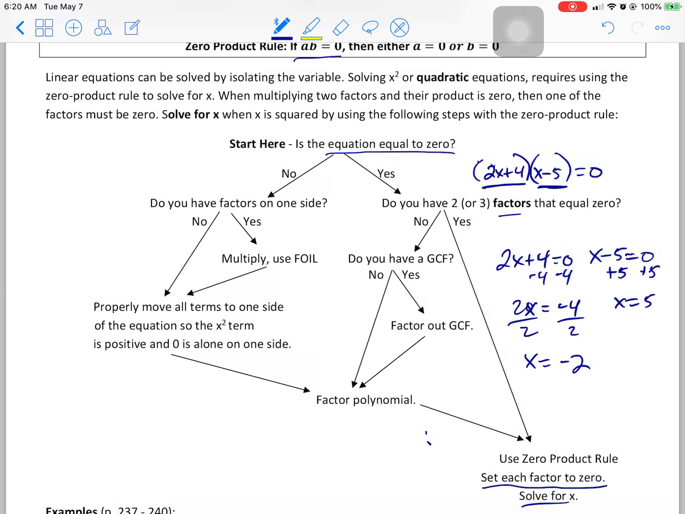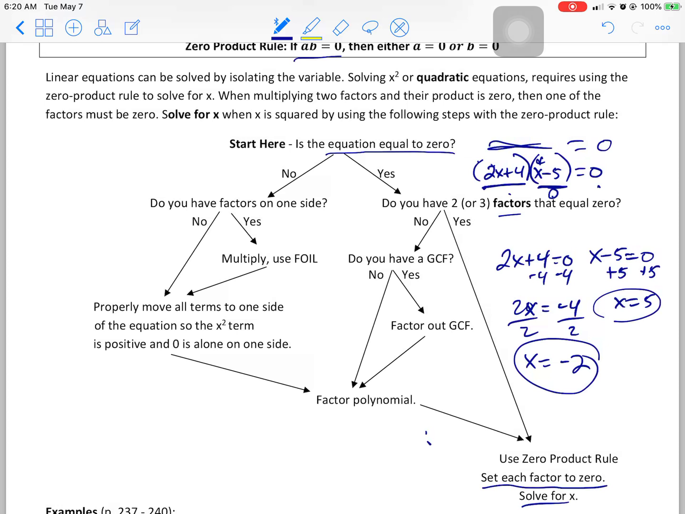So in this case, x equals a, that had a GCF in it. Oops. That's okay. In this case, there are two different numbers that would make this side of the equation equal to 0. If you put a 5 in for x, you get 5 minus 5 is 0. 0 times anything is 0.